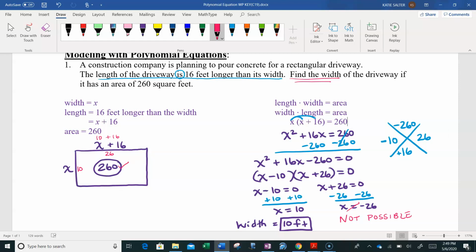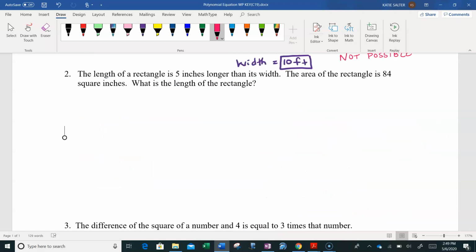Okay, let's look at the next problem. The length of a rectangle is 5 inches longer than its width. The area of the rectangle is 84 square inches. What is the length of the rectangle? Okay, so I want y'all to try to set this up on your own. Pause the video, and when you've set it up, start the video back.